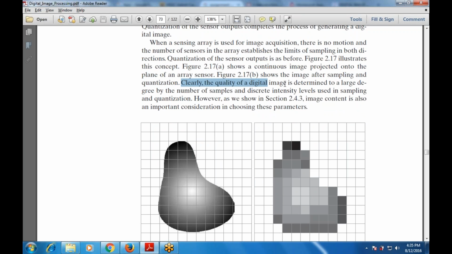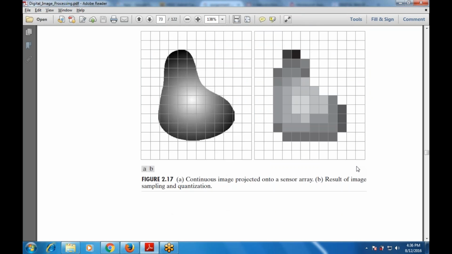Clearly, the quality of a digital image is determined to a large degree by the number of samples and the discrete intensity levels used in the sampling and quantization. However, as the image in Figure 2.43 shows, image content is also one of the important considerations in choosing these parameters.